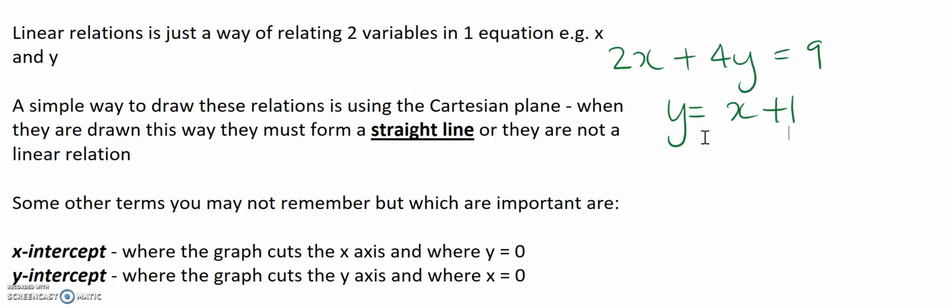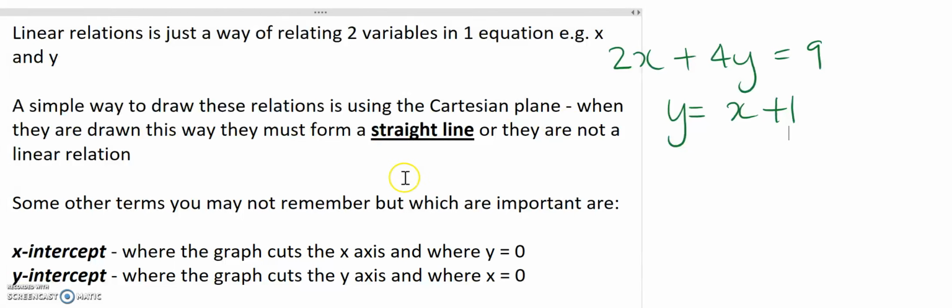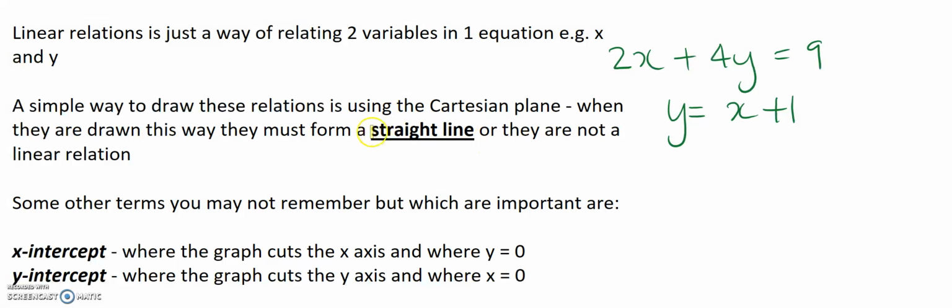Another way of remembering linear relations is that there's only two variables involved. So two variables, two directions, and on our pair of axes, x and y axis. Linear relations are shown on a Cartesian plane. When the linear relation is drawn, it must form a straight line. So very important. It has to form a straight line.